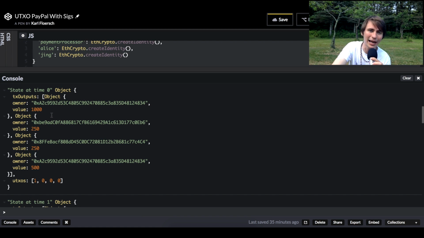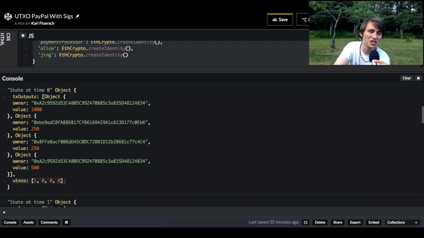So let's take a look at our state object. And so at time 0, this is after our first transaction was applied, we see that we have our first output, right? This is the one that was included in our initial state. This is an object. It has an owner and it has a value, right? $1,000. And the owner is our payment processor. And then it has 3 more outputs, right? And these outputs include the 250 to Jing, the 250 to Alice, and the 500 back at the payment processor. And so you can see A2, right? It matches A2.